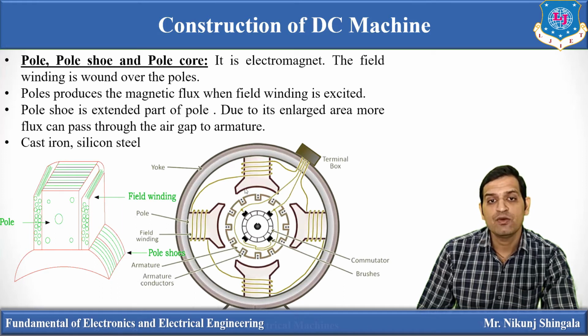Pole shoe, here you can see, is an enlarged, extended part of the pole. Due to its enlarged area, more flux can pass through the air gap and reach the armature. It is also made up of low reluctance material like cast iron, cast steel, silicon steel.